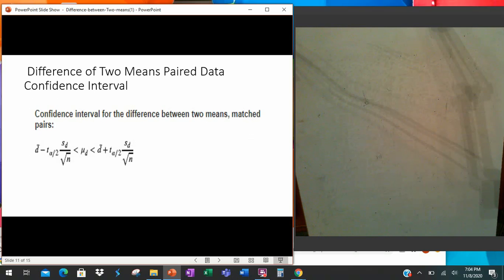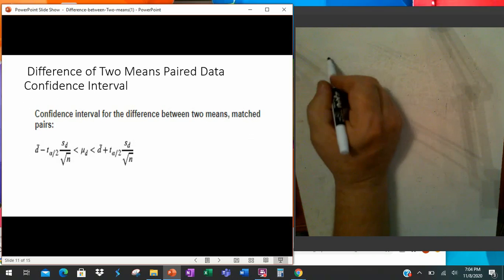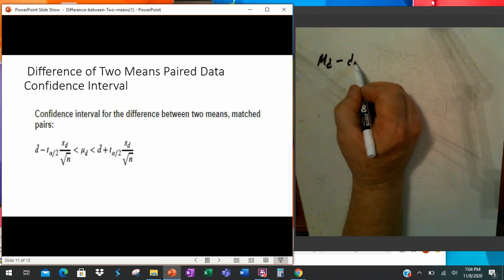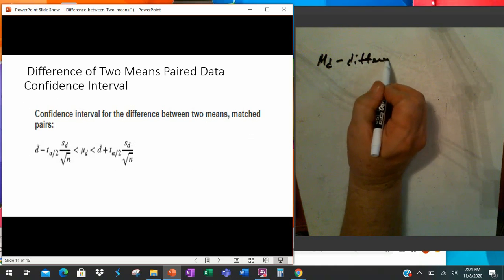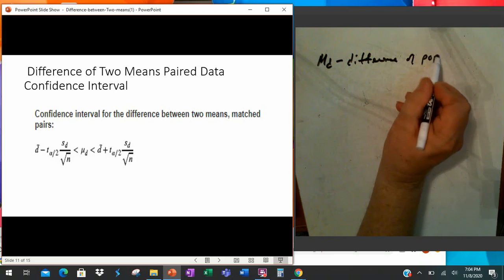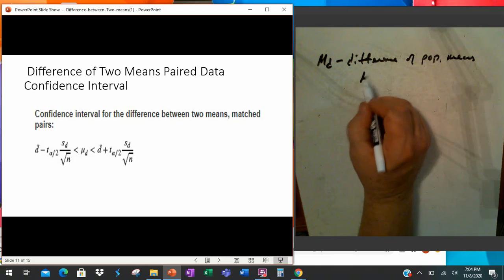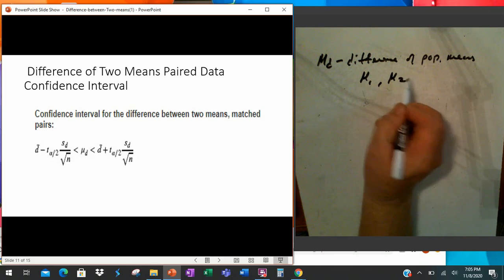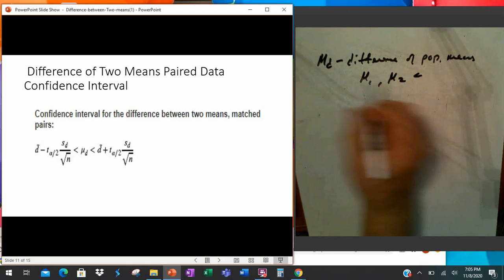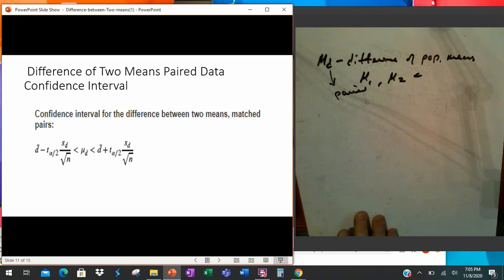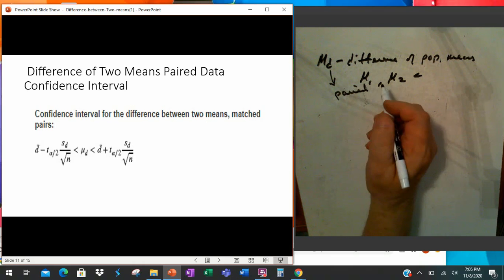Here I'm going to use a couple of different symbols. The mu d is the symbol you're going to use for the difference of population means from mu1 and mu2, but mu d says that these are paired data. So that's a very special symbol. I'm only going to use it when I'm talking about paired data.